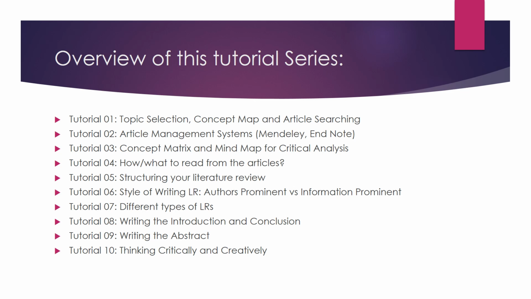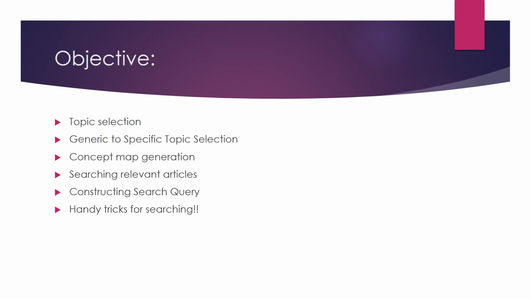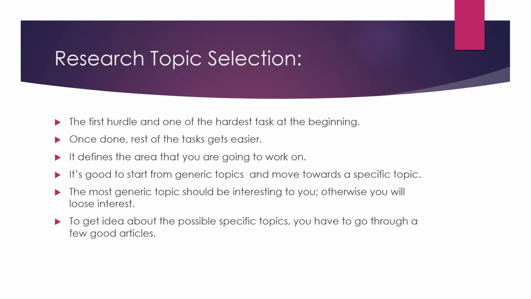So let's move on to our next slide, which is the overview or objective of tutorial 1. In today's tutorial we will cover topic selection, then how we can move from a generic to a specific topic, how we can generate a concept map, and how we can use that concept map to search for relevant articles by constructing a search query, and some handy tricks for searching. So let's first start with the topic selection.